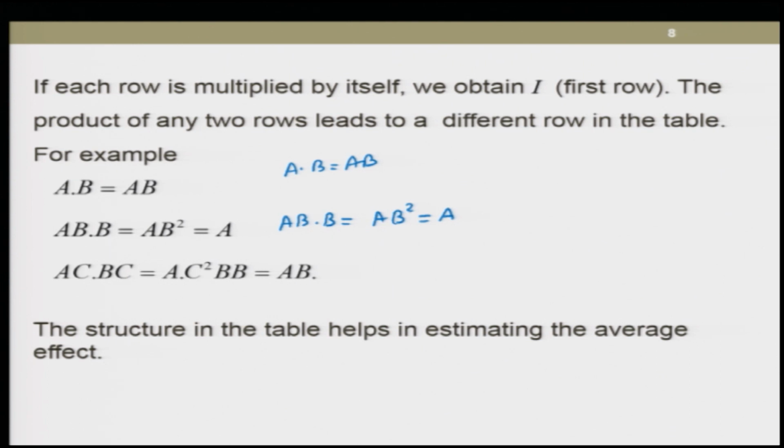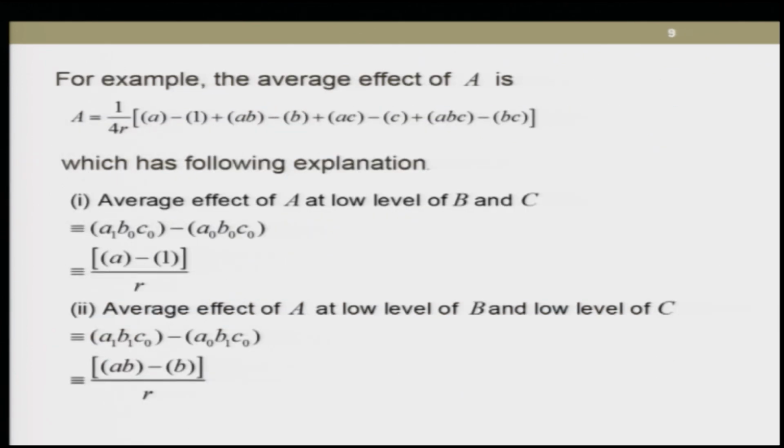All the squares are just going to be taken as an identity relation. So, for example, if I multiply AC into BC, this is going to be A into C square into B. So this C square becomes I, and we get AB. This type of structure will help us in estimating the average effect.